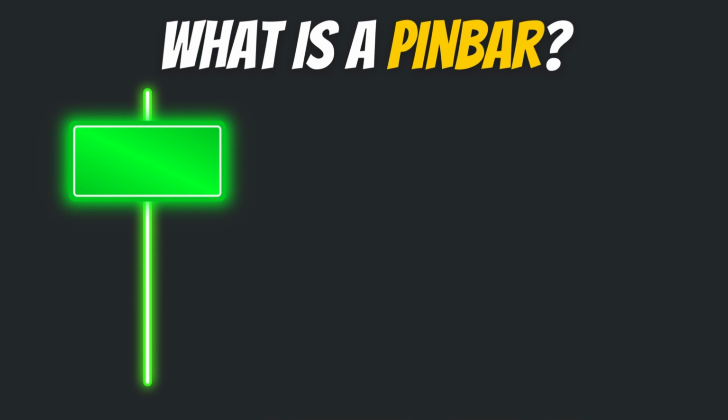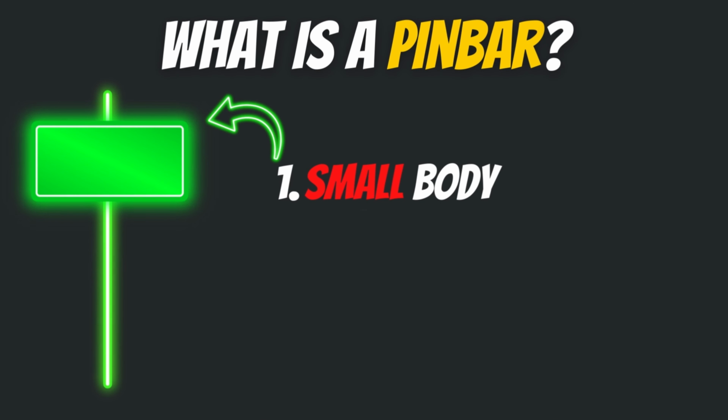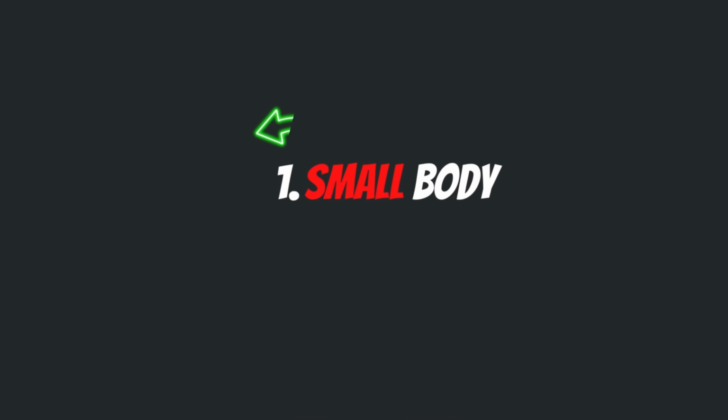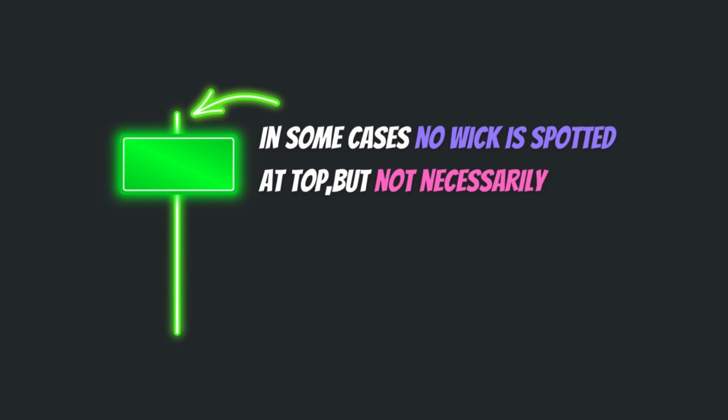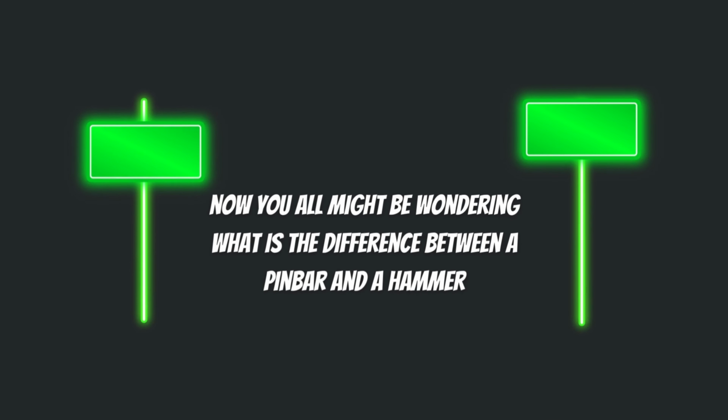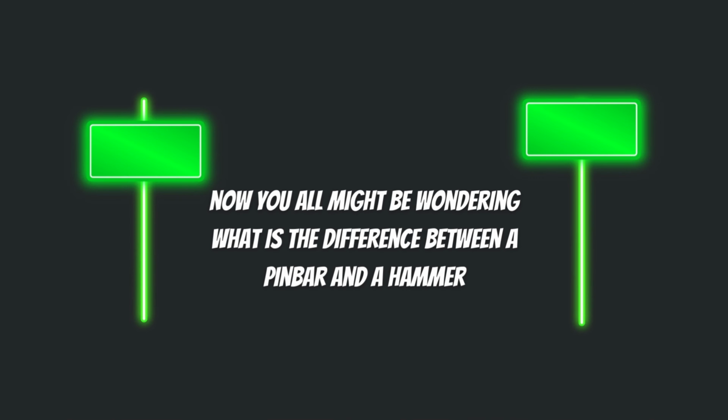A pin bar has the following characteristics. A small body. And the second thing to see is a long wick in either direction. But in some cases no wick is spotted at top, but not necessarily. Like this example here. Now, you all must be wondering, what is the difference between a pin bar and a hammer? No difference.